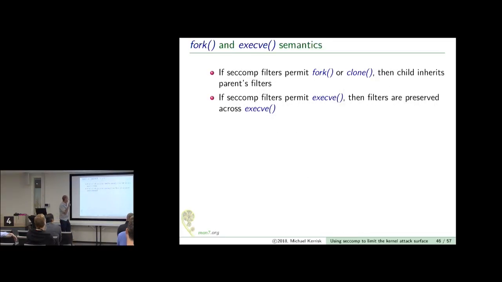If you have seccomp filters that allow you to do fork or clone, the child inherits the parent's seccomp filters. If the filters allow you to do execve to load a new program, the filters are preserved across the execve, which is another way of saying you can't escape filtering by creating child processes or executing a new program.